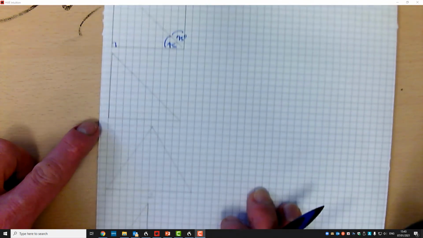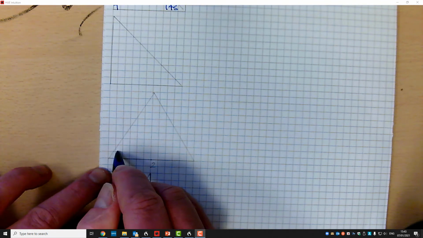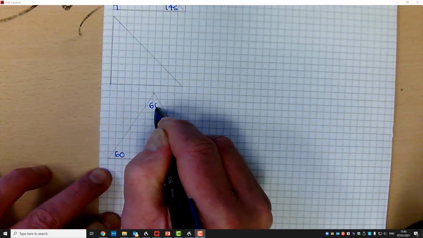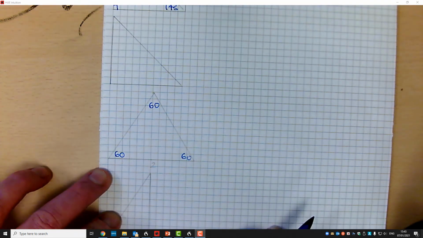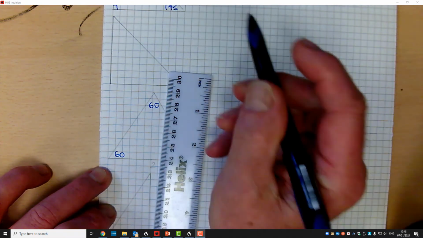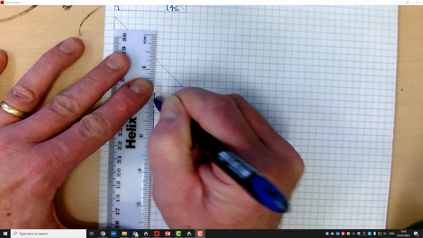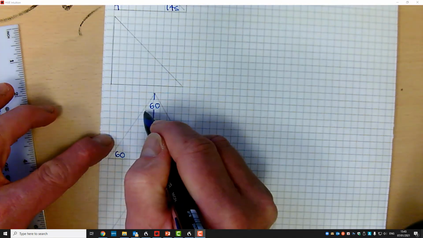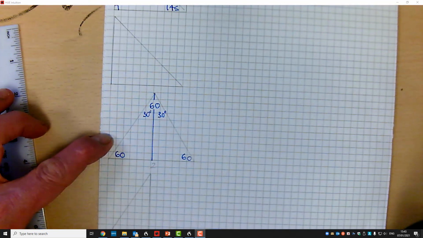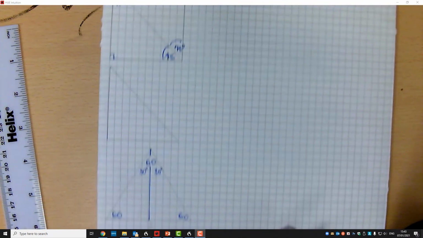In the same way, in this triangle here, it's an equilateral triangle, so that is 60 and that is 60 and that is 60. And in the question, the triangle was cut in half by a vertical line, and so therefore that is 30 and that is 30. So first of all, that's what you should have. Now let's work out what the sides are.